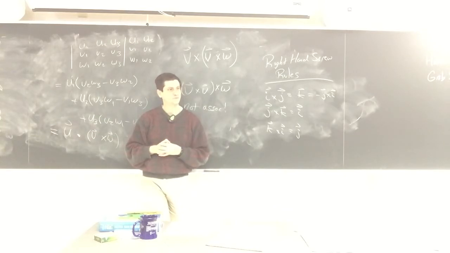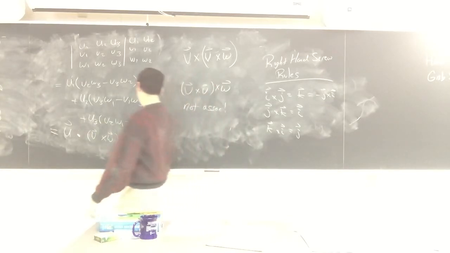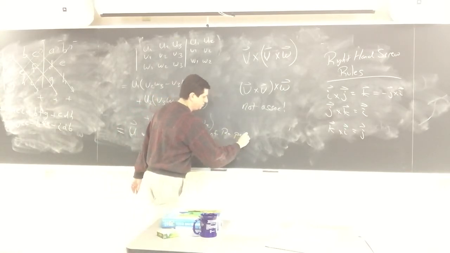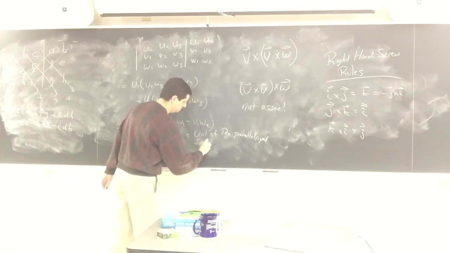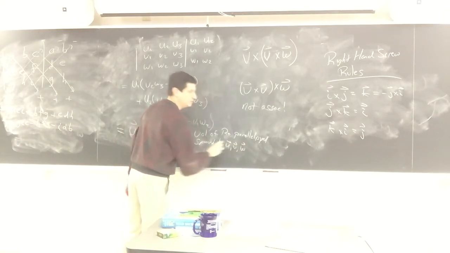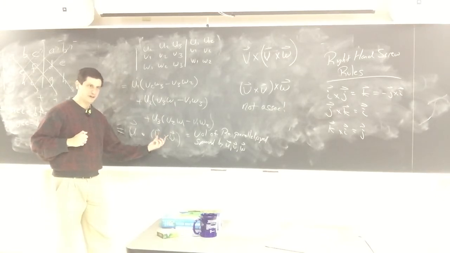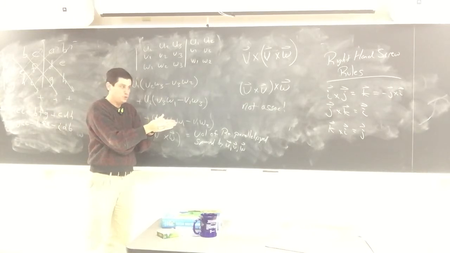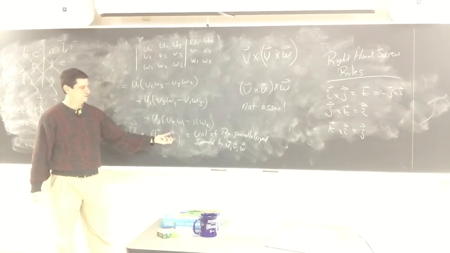Yes. What again is U times the parentheses V times W supposed to mean? So this is going to be the volume of the parallelepiped spanned by U, V, and W. So V cross W gives you a vector perpendicular to the parallelogram created by V and W, whose magnitude is its area. And then when I look at U dotted with that, it gives me the volume.